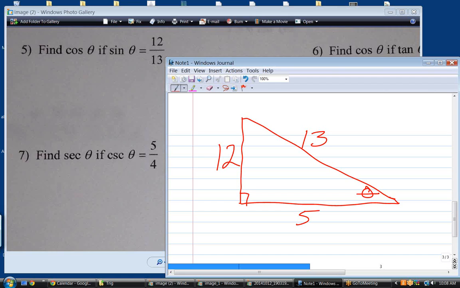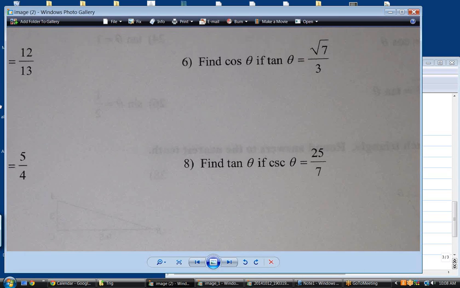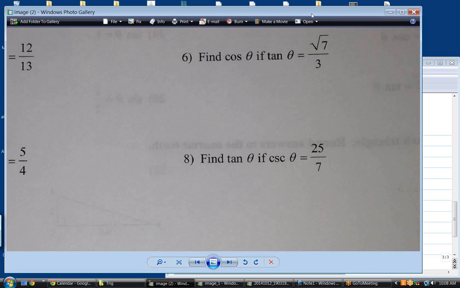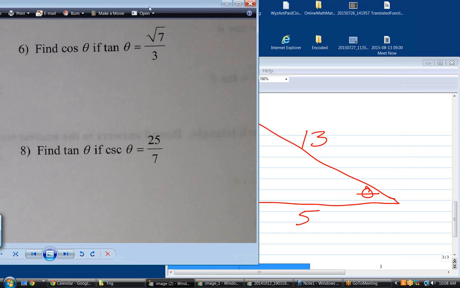So, the cosine of theta? 13 over, wait, no, sorry. 5 over 13. Okay. As you can tell, trig is primarily a lot of just memorization.